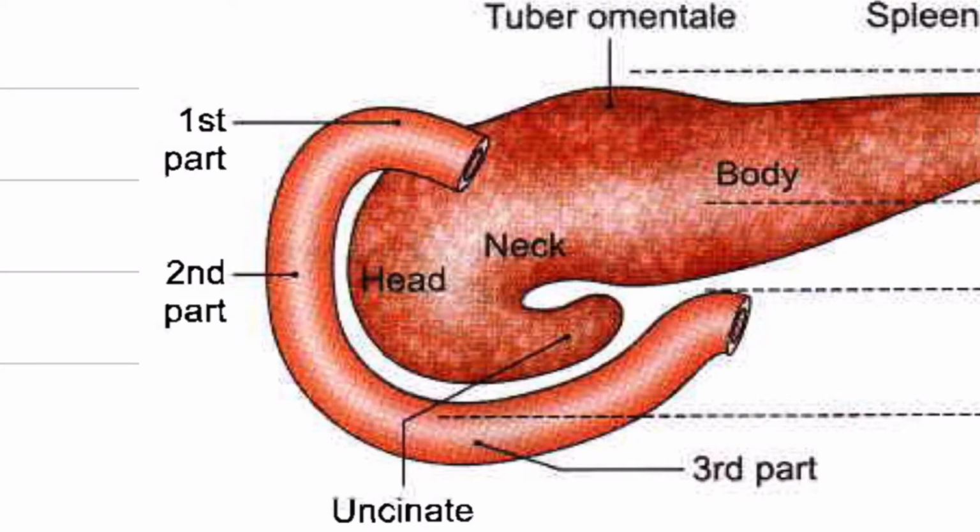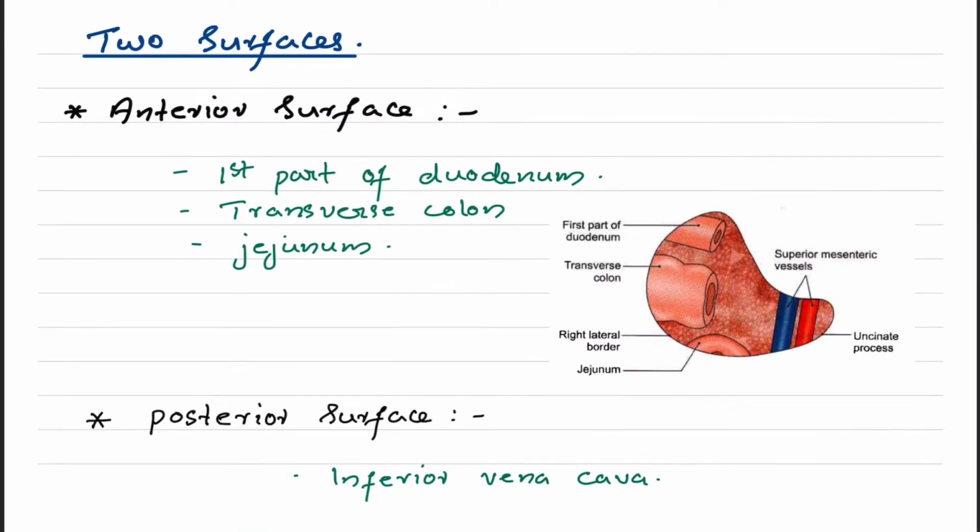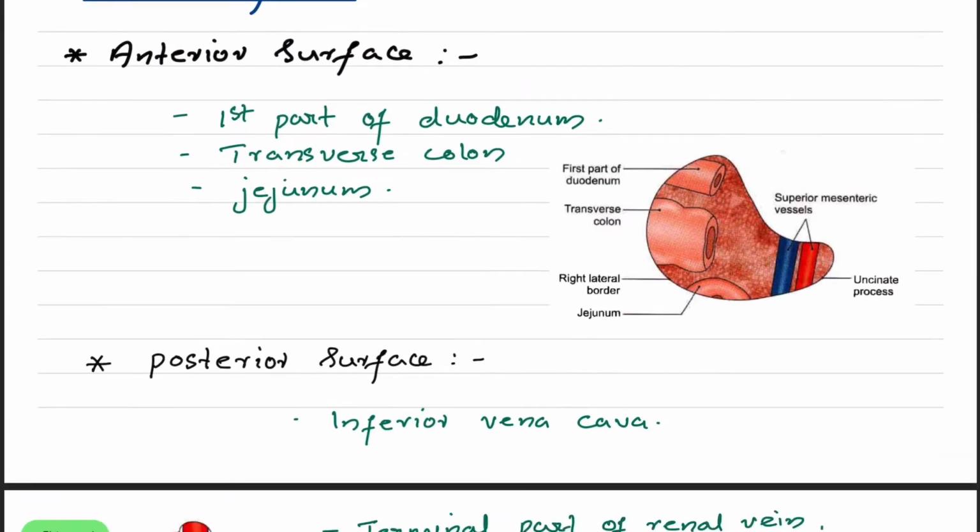You will learn more about this artery when we discuss the blood supply. The bile duct is coming like this, joins with the pancreatic duct and opens into the second part of duodenum. So in the right lateral border we have a relation, the terminal part of bile duct. Now we have 2 surfaces, anterior surface and posterior surface.